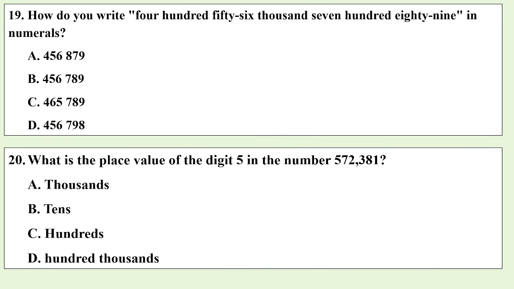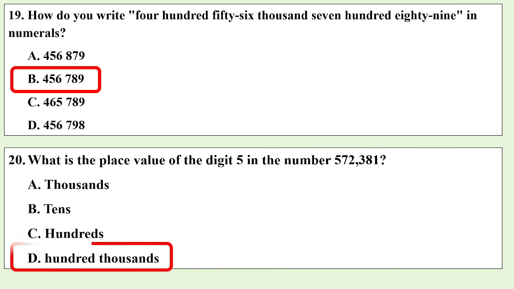Number 19. How do you write 456,789 in numerals? So the answer is letter B. Number 20. What is the place value of the digit 5 in the number 572,381? The answer is 100,000s.